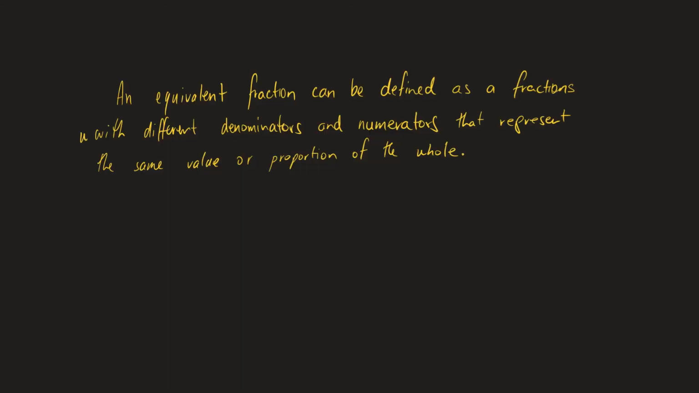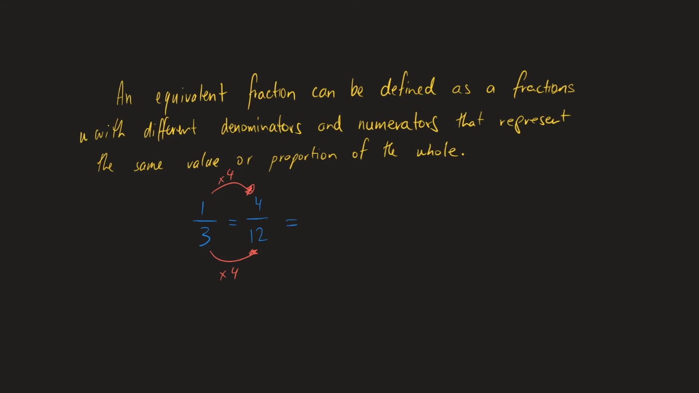So the definition for an equivalent fraction can be defined as fractions with different denominators and numerators that represent the same value or proportion of the whole. So let's say I had the fraction 1 over 3. It's going to equal 4 over 12. And the way that I got to that was multiplying it by 4. So I multiplied the denominator, then the numerator by 4.